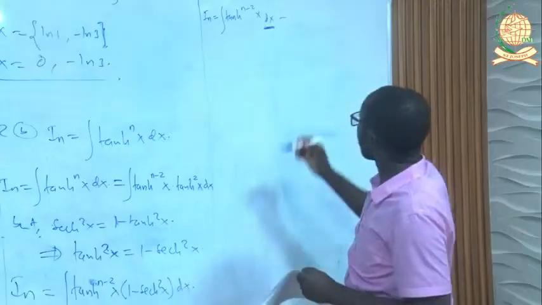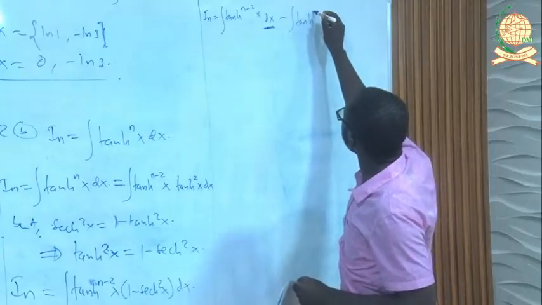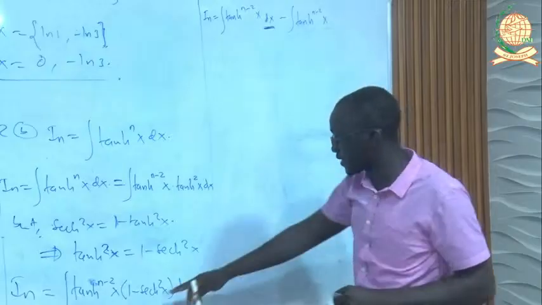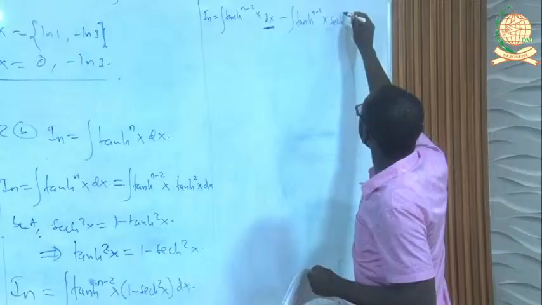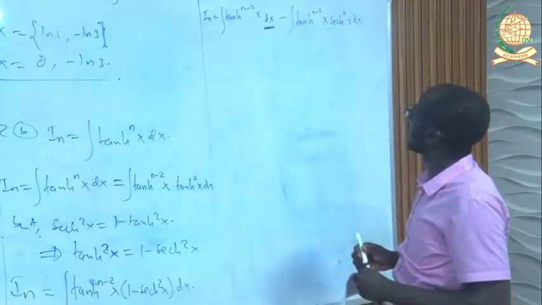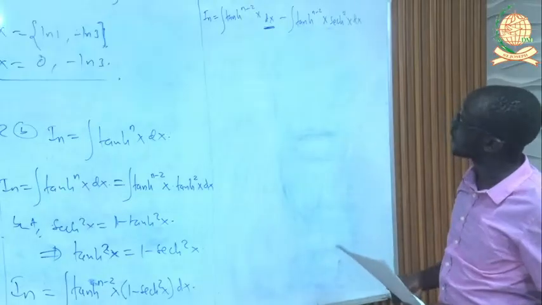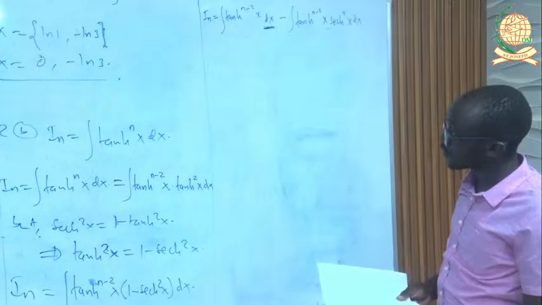So another term here is going to be the integral of tangent of n minus 2 x, then times the second term there, that was sec squared x dx. I hope now it's very clear. The arrangement is very much clear. But there is something that you have to note here.